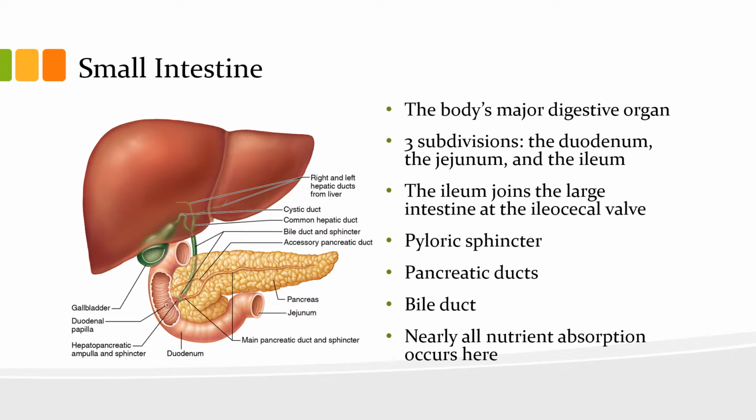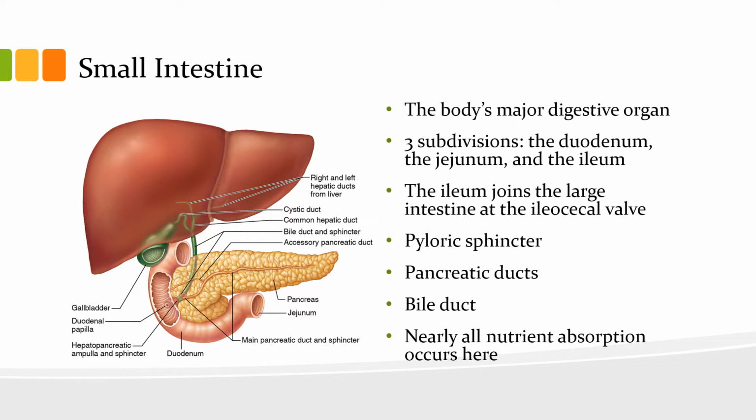The large intestine encircles and frames it in the abdominal cavity. The small intestine has 3 subdivisions: the duodenum, the jejunum, and the ileum, which account for 5, 40, and 60% of the length of the small intestine, respectively. The ileum joins the large intestine at the ileocecal valve.